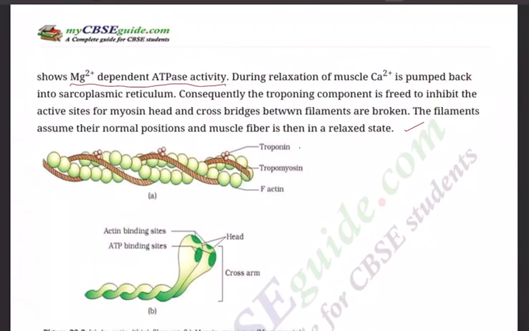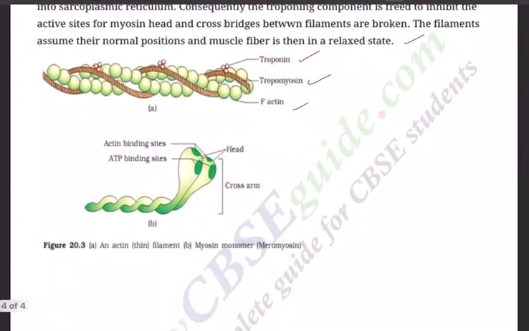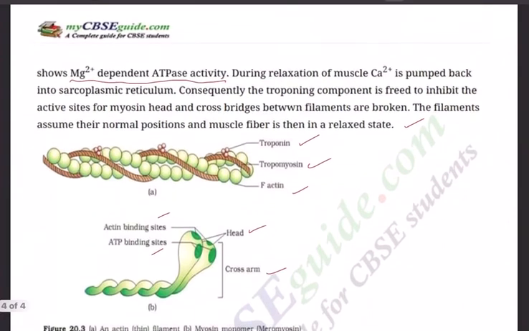So a diagram needs to be drawn. You have to draw this bundle: troponin, tropomyosin, and F-actin. And then the second one is the actin binding site. You can see the two sites, actin binding and ATP binding sites, are also there. And this is the head portion and cross arm. So the first one, A, is the actin filament and B is the myosin filament, the myosin monomer.